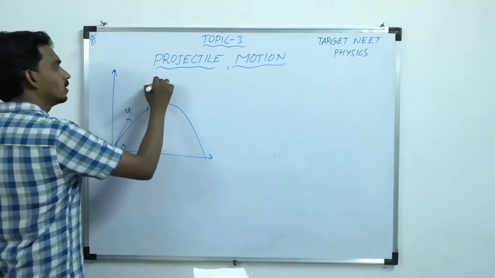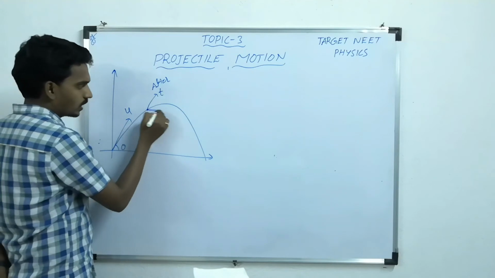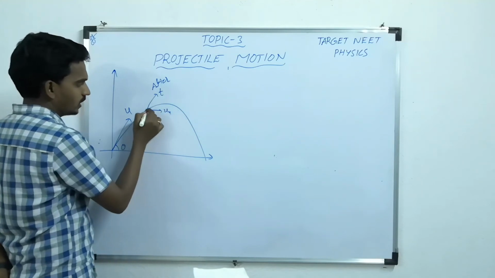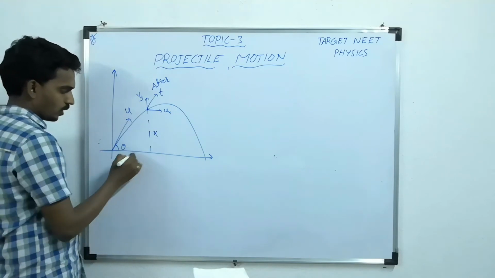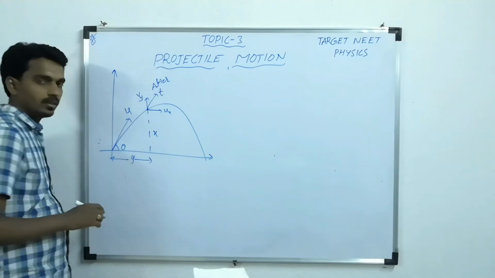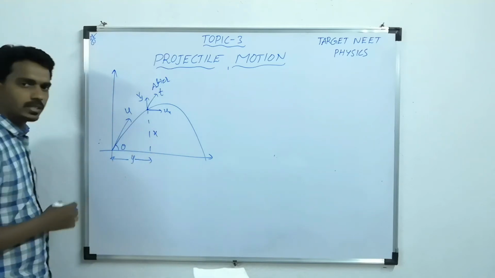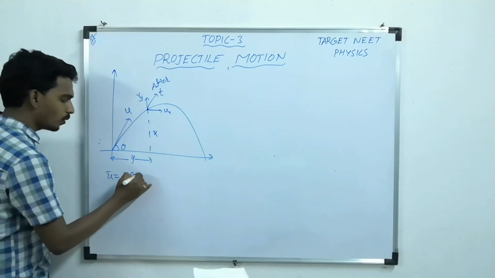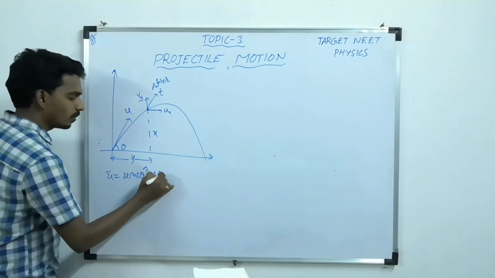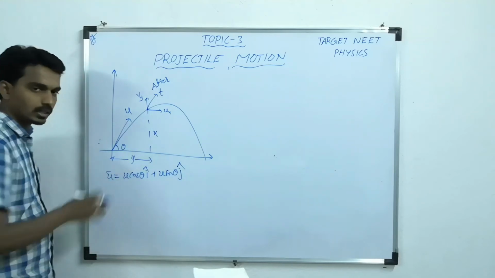After time t, what is the x velocity? What is the y velocity? What is the x displacement? What is the y displacement? We have seen already. Yes sir. But the same thing you can express in vector form, like the initial velocity vector: the x component is u cos theta i cap and the y component is u sin theta j cap. So this is the vector form.